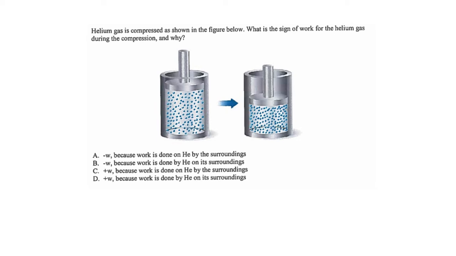Helium gas shown here. What is the sign of work for the gas? So we have the surroundings decreasing the volume of this container. So we have the piston moving inward. And so is that the system of helium working on the surroundings, or is that the surroundings working on the system? This is the surroundings working on the system.